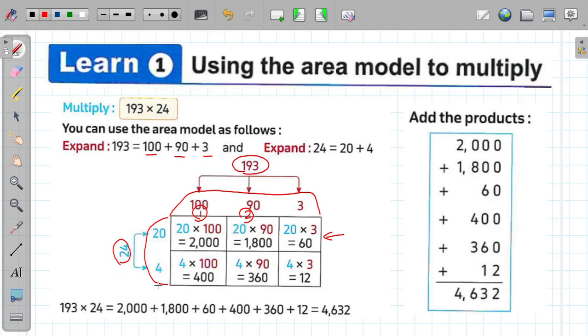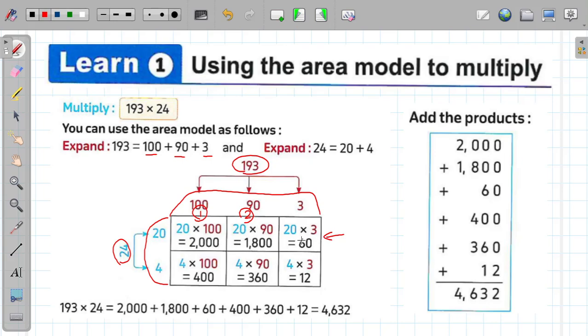Here, I want to multiply 4 times 100, 4 times 90, and 4 times 3. The first one, I will multiply 4 times 100. So the result will be 400. Next, I will multiply 4 by 90. So the result will be 360. Next, I will multiply 4 by 3. So the result will be 12.